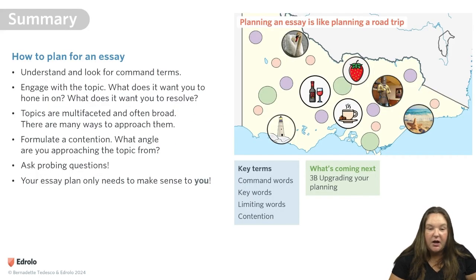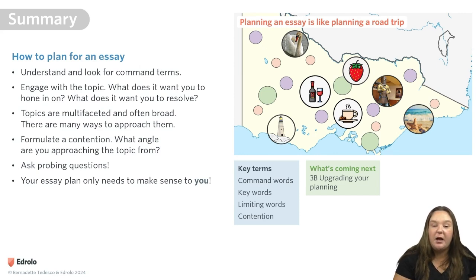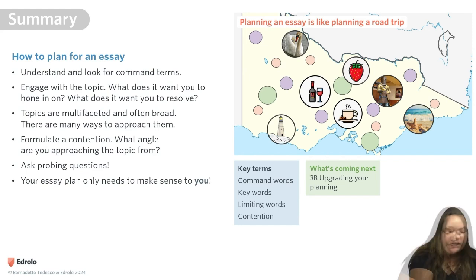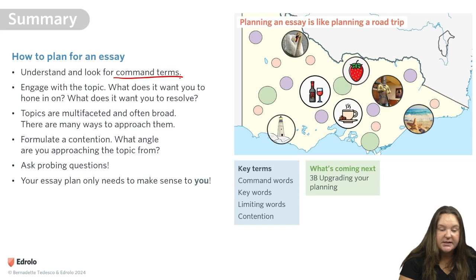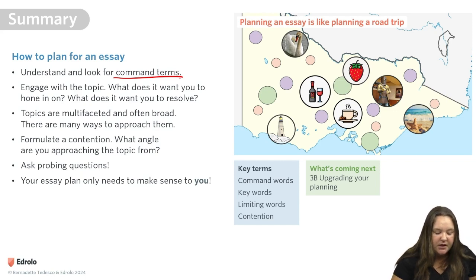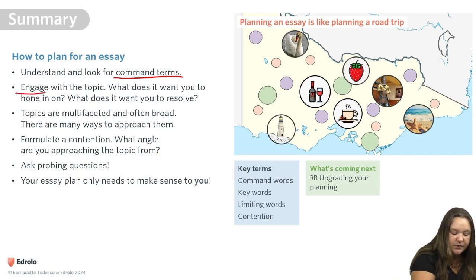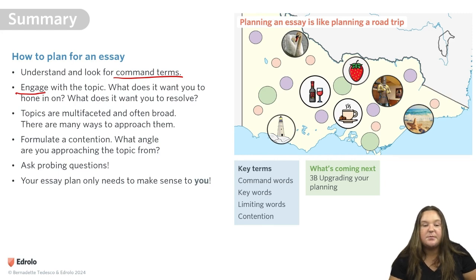What I now have is a contention, and I have 3 ideas, and I've also planned some evidence and examples that can go with each one of those ideas. In planning an essay, I now have a really clear roadmap of where I'm going to go with my essay. So when planning an essay, remember, it's important to know and understand what the command terms are. It's important to engage with the topic. What does it want me to hone in on? What does it want me to resolve?